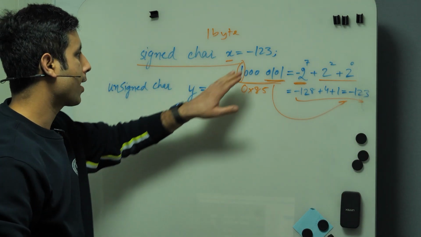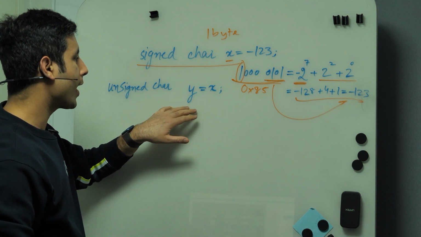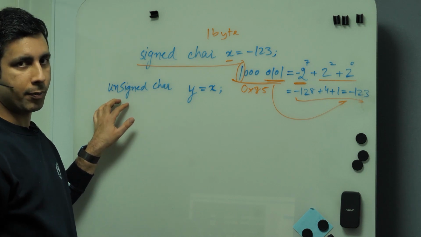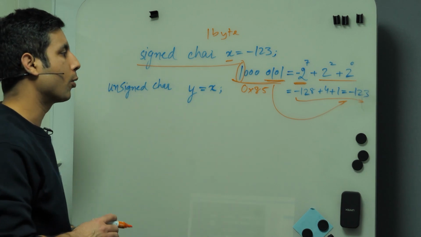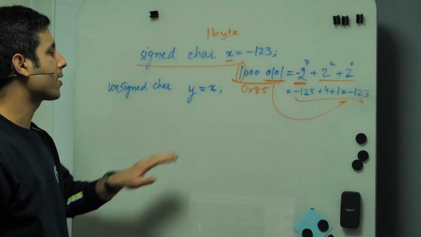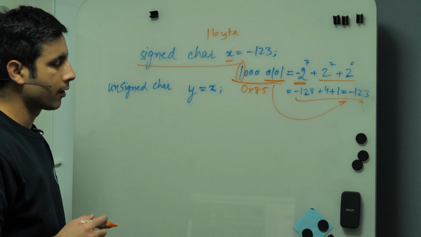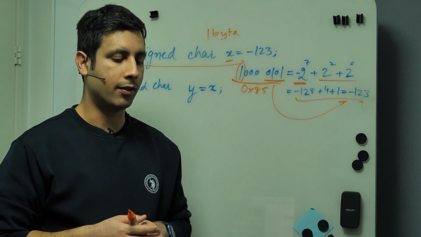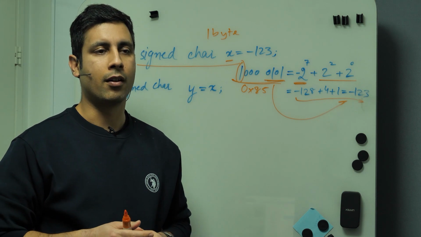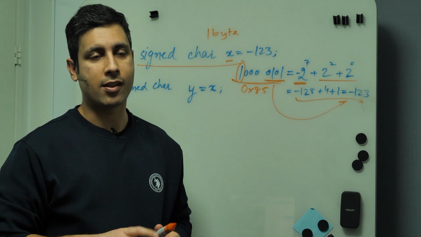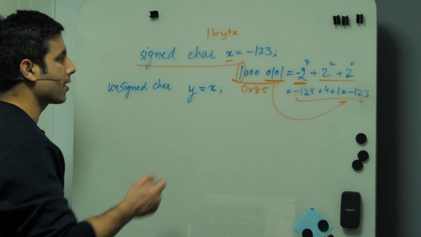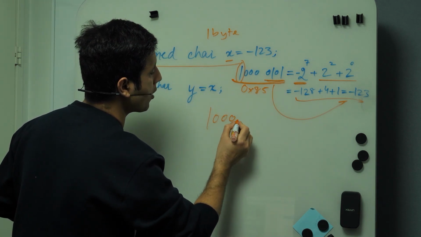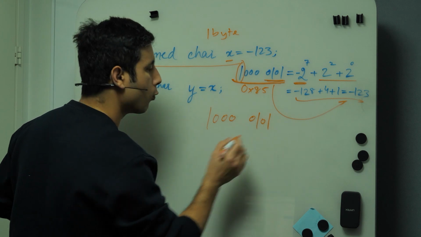Now suppose this x is assigned to y, which is also a 1 byte data type but unsigned. That means it uses unsigned encoding. Now the question is, what happens when we read y again? In most C implementations, the bit pattern remains the same, but the interpretation of the value changes. The bit pattern of x, which is 1, 0, 0, 0, 0, 1, 0, 1, would remain the same.